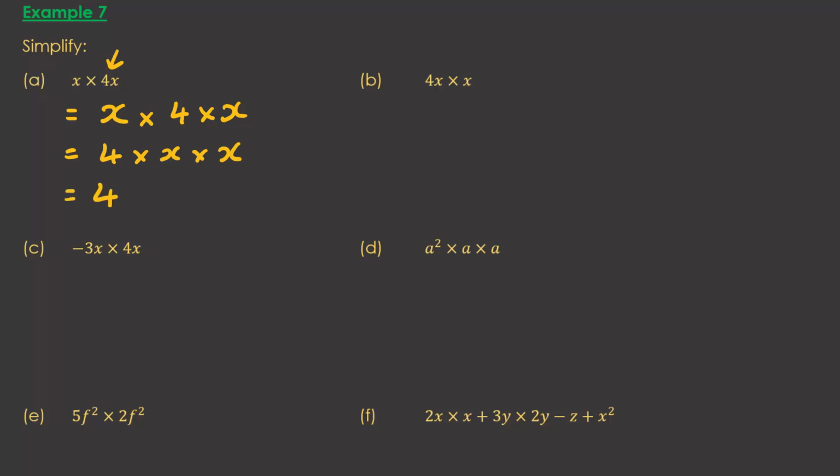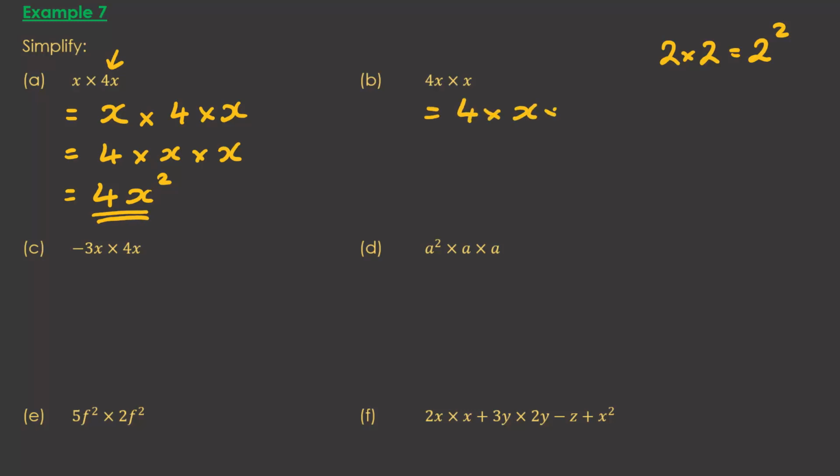And then think about x times x. Well, we know that 2 times 2 is 2 to the power of 2, or 2 squared. The same thing happens with the algebra here. It's just 4x squared. The next one's going to give us the same result.